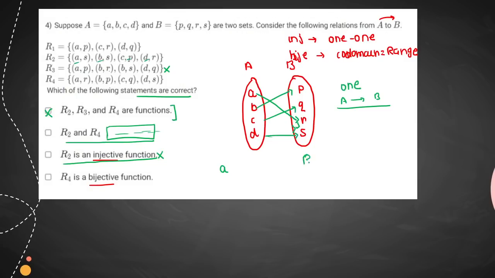So R4 is also one-one and R4 is also onto. That means its codomain is equal to range. Okay, so that's why this option is correct.